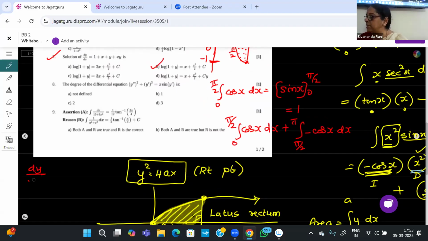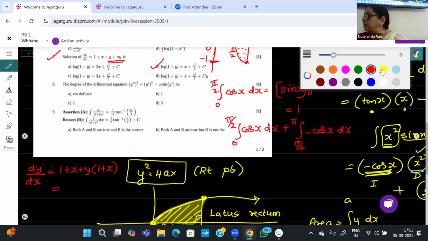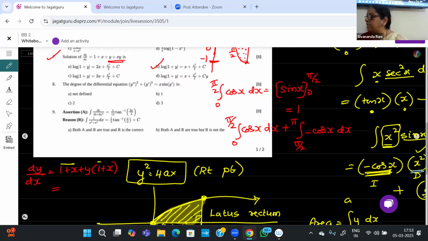But here, this is readily factorizable. Can you all see? Why I'm saying readily factorizable is that y comes out from the last two terms. And here, 1 plus x is common. 1 plus x has occurred in both the terms. So 1 plus x into 1 plus y. After that, it's a question of separation.